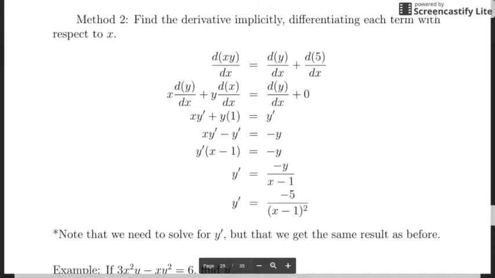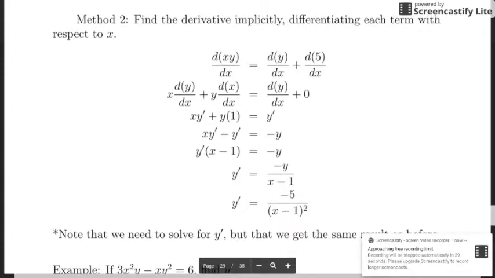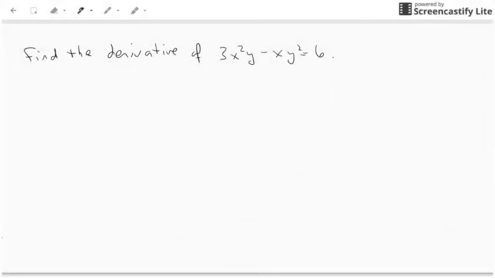Now, just so that you're aware, you will not always be able to get your derivative as a function of just x. Sometimes you're going to have to leave the y in there. So let's take a look at this example right here.